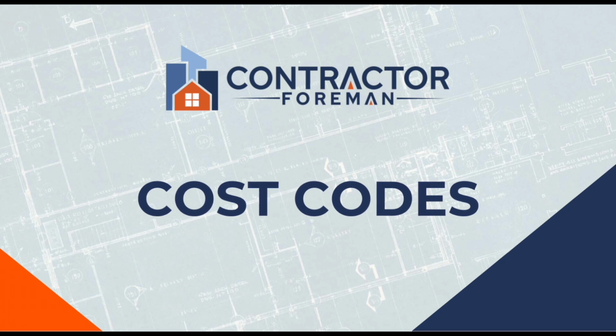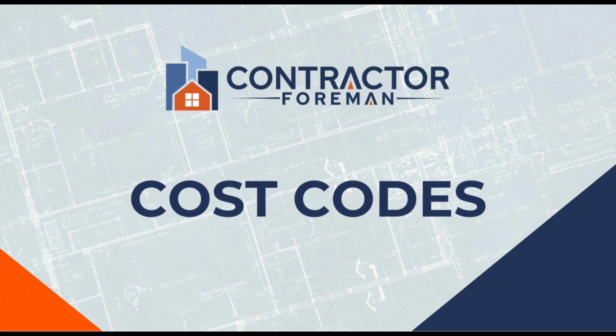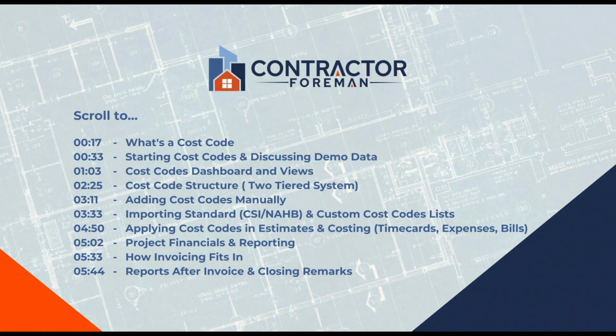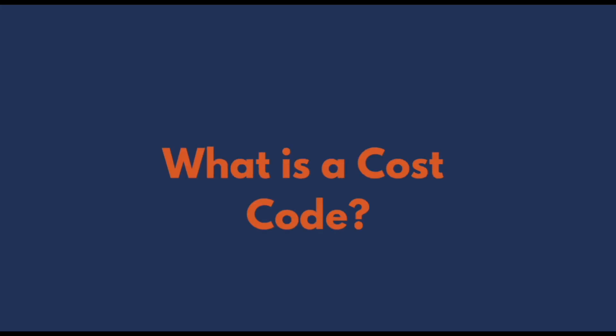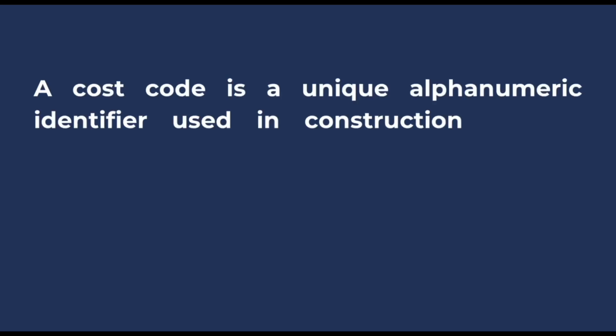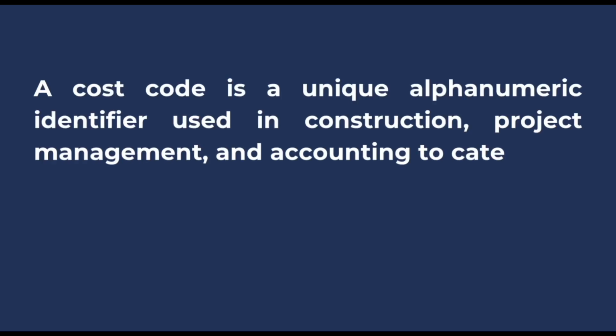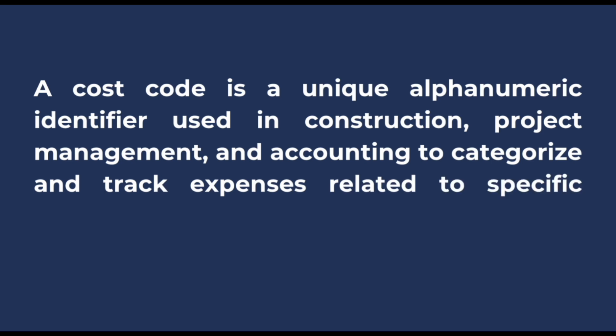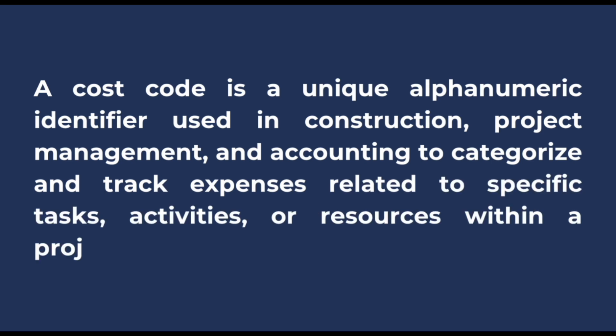Why? Because today we're going to learn all about cost codes, how to set them up, their role in organization, and how Contractor Foreman uses them for reporting. Let's dive in. First, what is a cost code? A cost code is a unique alphanumeric identifier used in construction, project management, and accounting to categorize and track expenses related to specific tasks, activities, or resources within a project.